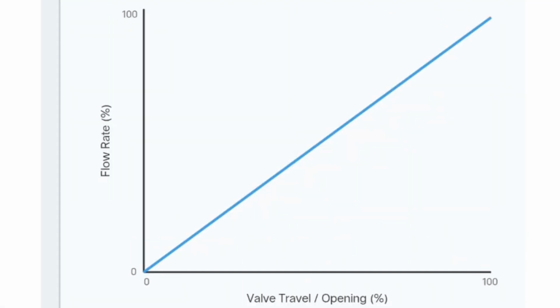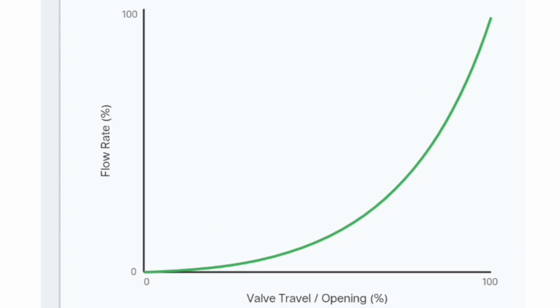Flow characteristics. The plug's shape determines how flow rate relates to stem travel (valve opening %) at constant pressure drop. Select a characteristic to see its curve in typical use. Linear characteristic: flow rate changes in direct proportion to stem travel. 50% opening gives roughly 50% flow. Simple, predictable gain across the whole range. Good general purpose choice for flow control loops where process gain is fairly constant.